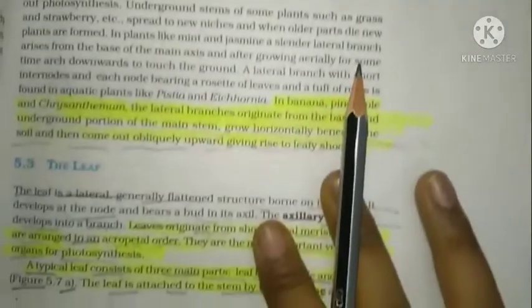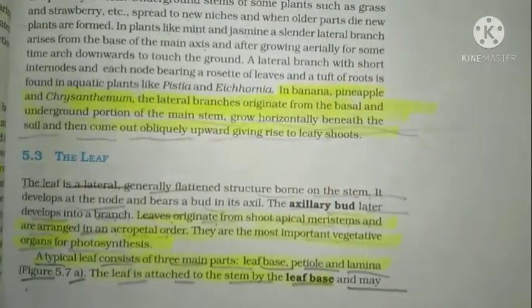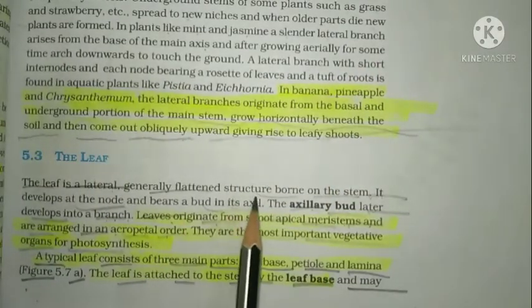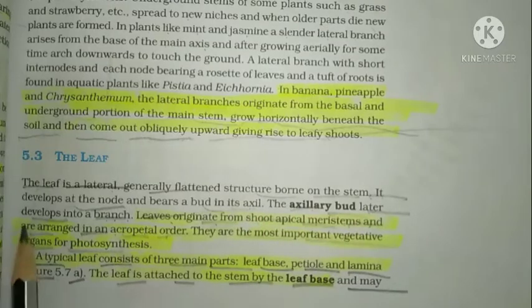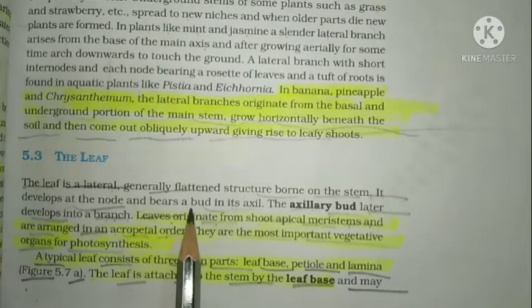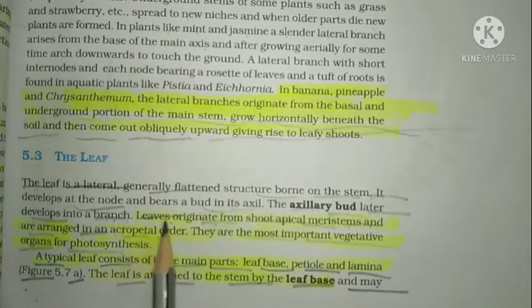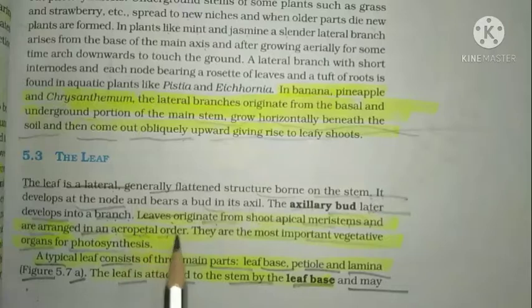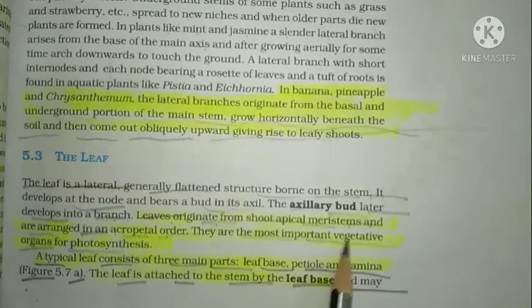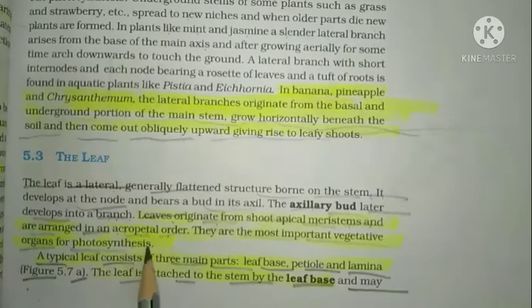Then comes the leaf. The leaf is a lateral, generally flattened structure borne on the stem. It develops at a node and bears a bud in its axil. The axillary bud later develops into a branch. Leaves originate from the shoot apical meristem and are arranged in acropetal order. They are the most important vegetative organs for photosynthesis.